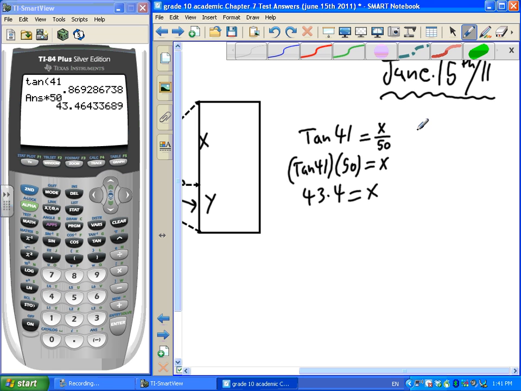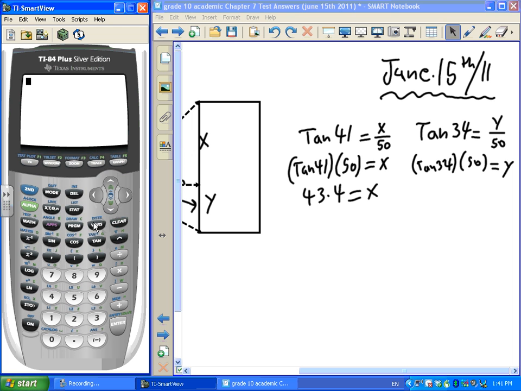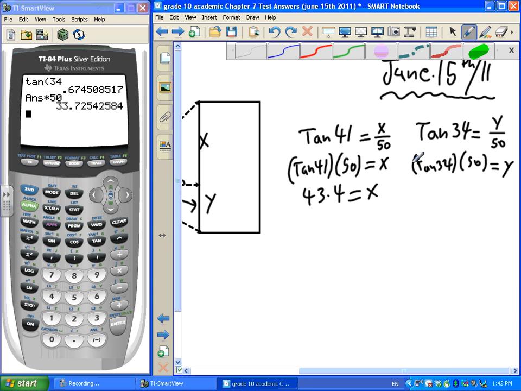So because we have opposite and adjacent, we're going to use tangent 34 is equal to the opposite, which is Y, over the adjacent side, 50. When we bring 50 over, we have tangent 34 multiplied by 50 is equal to Y. We type this in the calculator: tangent 34 times 50. 33.7. So Y is equal to 33.7.